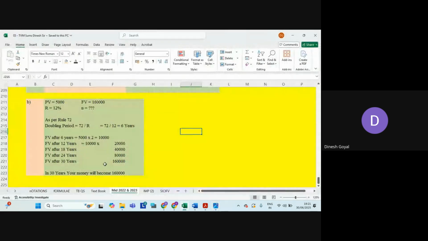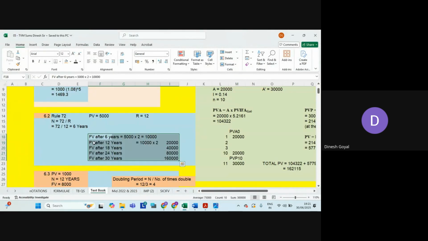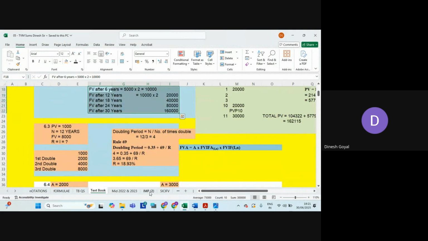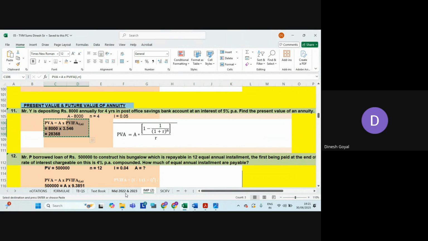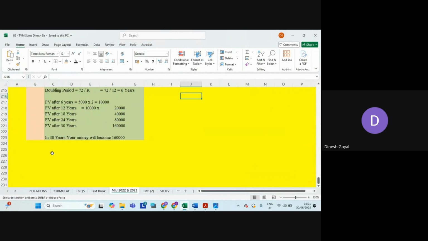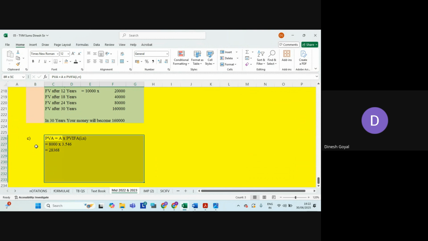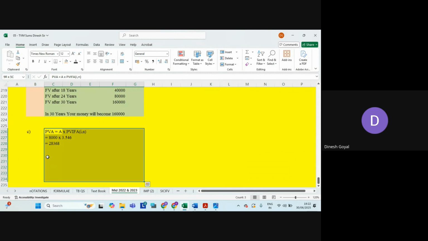So this type of question also we have already discussed. So we have to find the present value of an annuity. Present value of an annuity, right? So we will use this formula and here too they have given you. But we will assume that they will not give you, right? We will assume and solve if they are not giving you the solution. So they will not give you the PVIFA value.